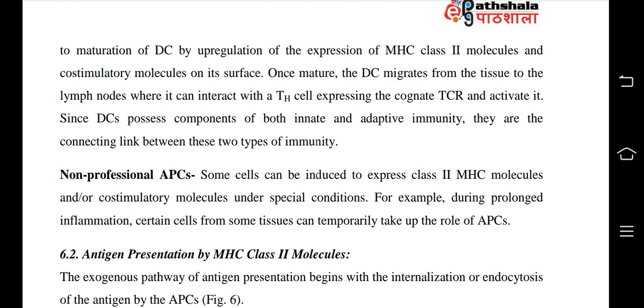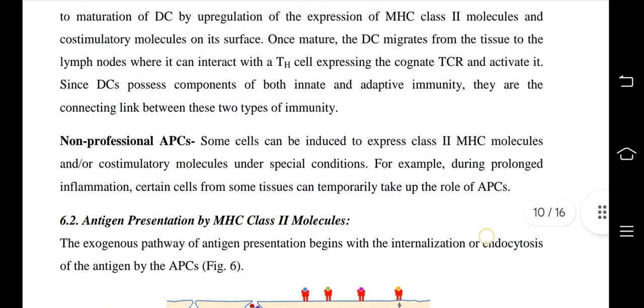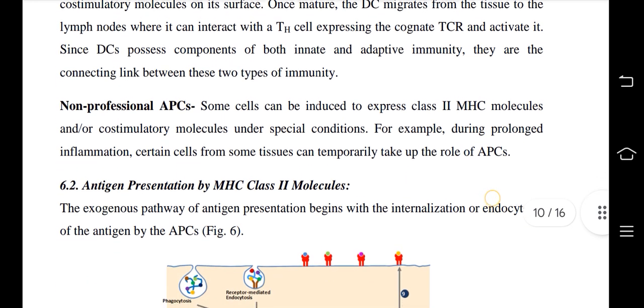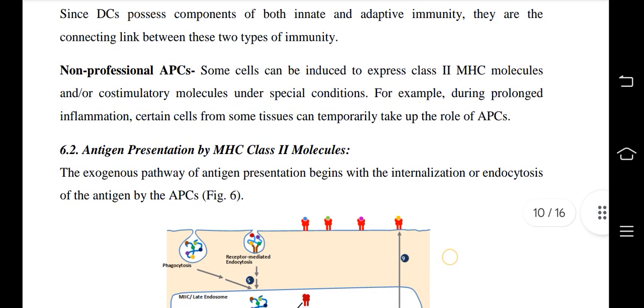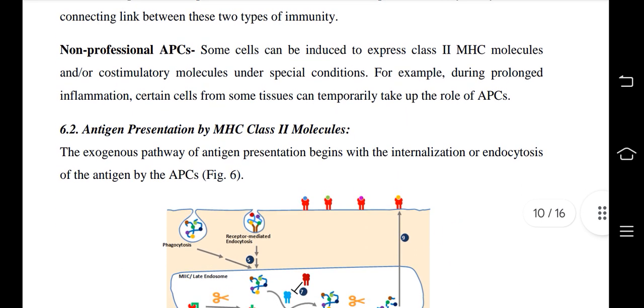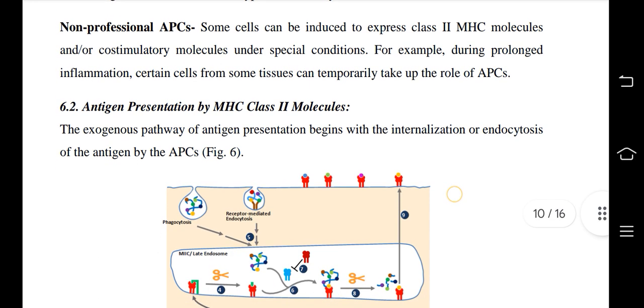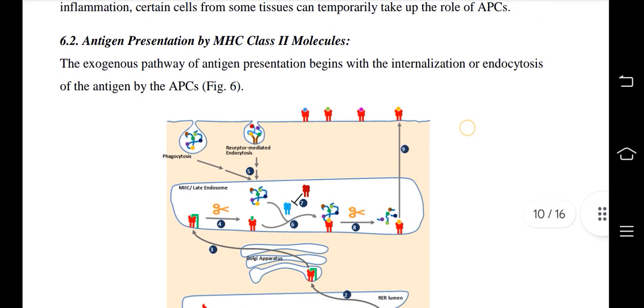Then non-professional APCs. Some cells can be induced to express class II MHC molecules and/or co-stimulatory molecules under special conditions. For example, during prolonged inflammation, certain cells from some tissues can temporarily take up the role of APC. Antigen presentation by MHC class II molecules. The exogenous pathway of antigen presentation begins with the internalization or endocytosis of the antigen by the APCs.